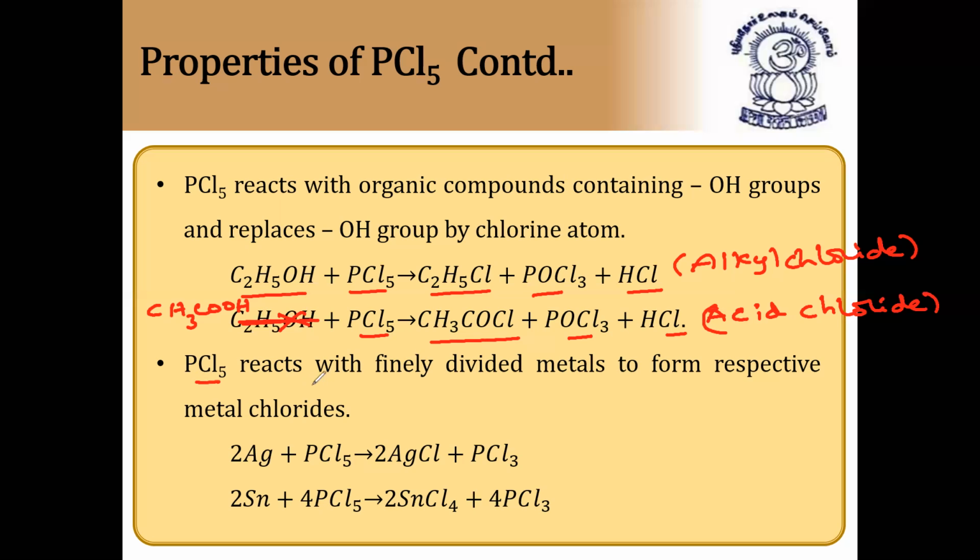Next, PCl5 reacts with finely divided metals to form respective metal chlorides. So phosphorus pentachloride reacts with finely divided metals to form respective metallic chlorides, like silver chloride and stannic chloride. That is, with tin it forms stannic chloride. Whereas PCl3 will not react. So these are the important reactions of PCl5.